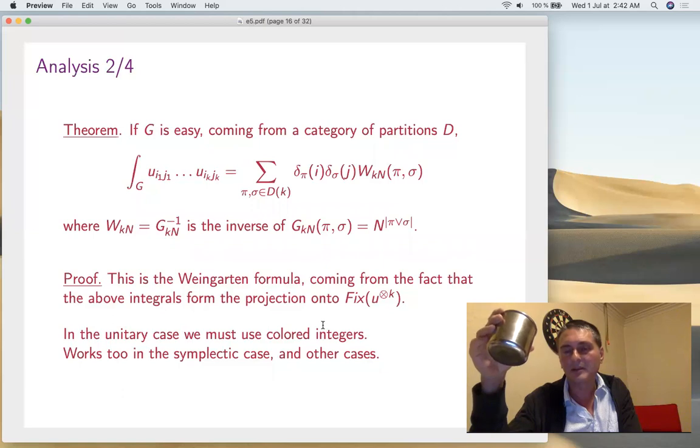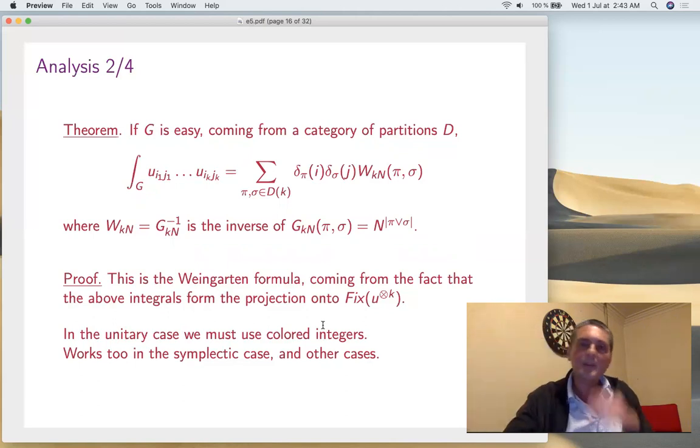These come from partitions. One interest in studying them is that you can integrate over them in a very explicit way. So how do you do that? You want to integrate an arbitrary product of coefficients. Now, if you take all these integrals together, by Peter-Weyl, they form the projection onto the fixed points. But the fixed points are spanned by partitions. So you get the formula in terms of the Gram matrix of the fixed points.